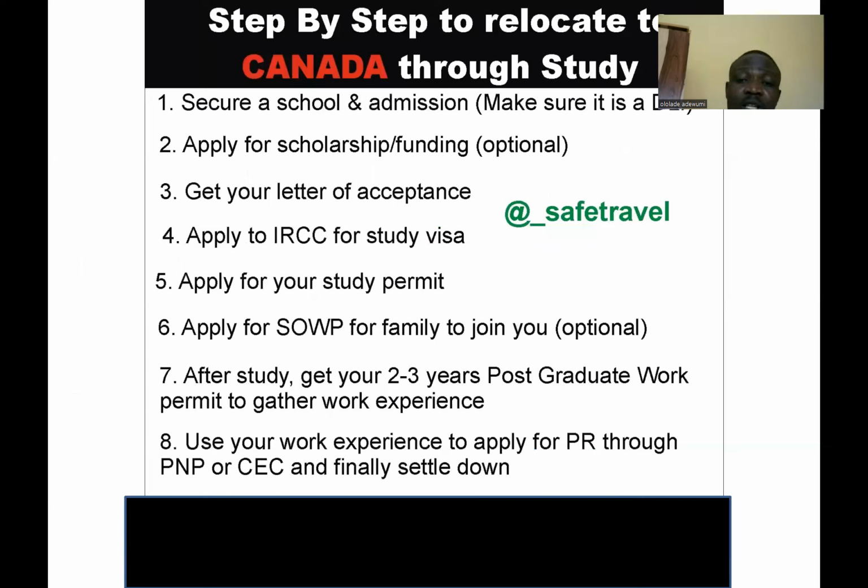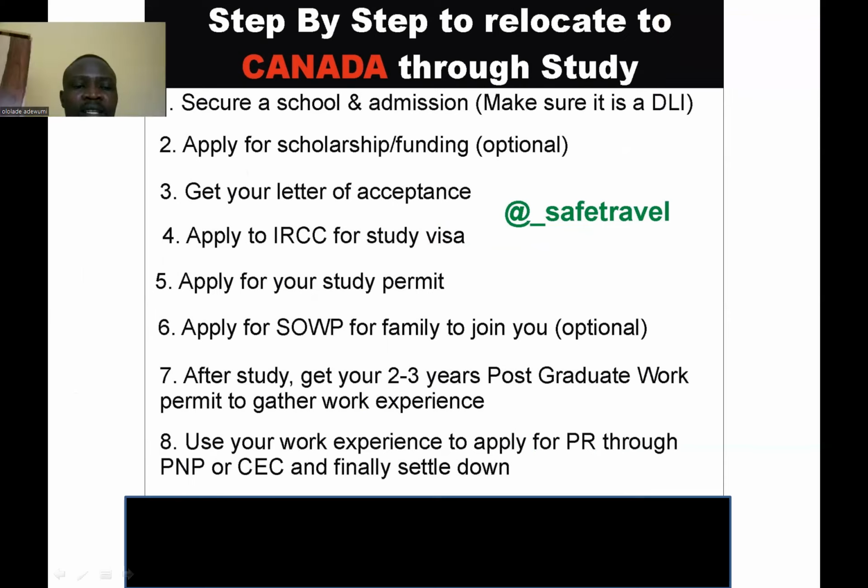So now here are the step-by-step. I just explained to you in the previous slide what you need to get started. So step number 1 is to secure a school and get an admission. Get an admission in the school and make sure that the school you are applying to is a DLI. And what is a DLI? A DLI is a designated learning institute. These are schools approved by the Canadian government, Canadian immigration, to host international students. So make sure that the school is a DLI.